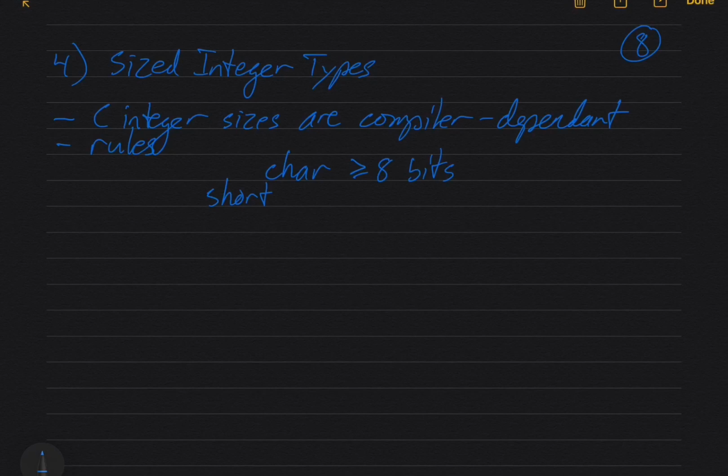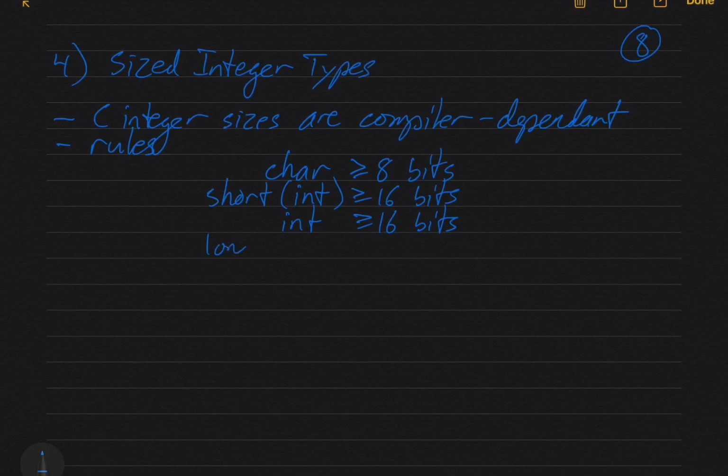Next is the short int. When you declare a short int, you can just declare it as a short. You don't have to write the int part, so I'll put that in brackets. That's got to be at least 16 bits. The int type, which is what we usually use, has to be at least 16 bits, and it will depend on your processor whether it's 16, 32, 64.